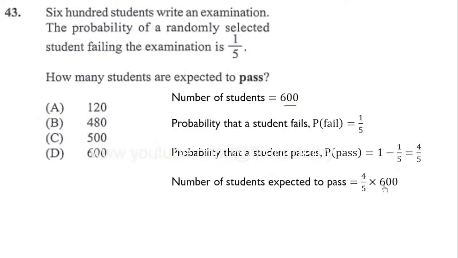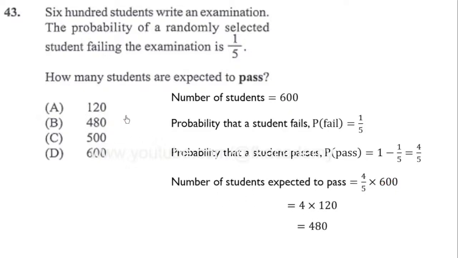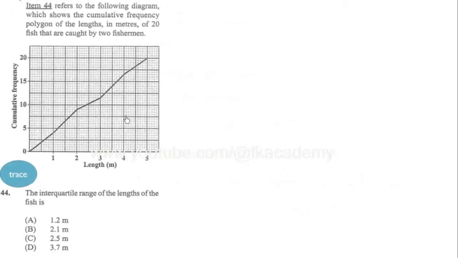So to find the number of students who are expected to pass, just multiply the probability, that is the fraction, the proportion, by the total students, and that will give you, 5 will go here, 5 will go here, 5 will go here, which is 120 times 4, and 4 times 120 will give you 480. Therefore the correct answer is 480, not 180, 480. I will proceed to question 44.